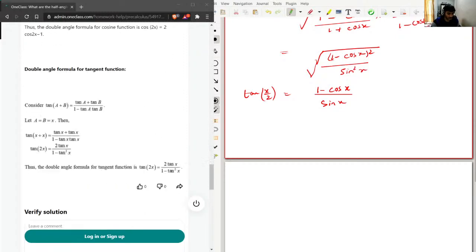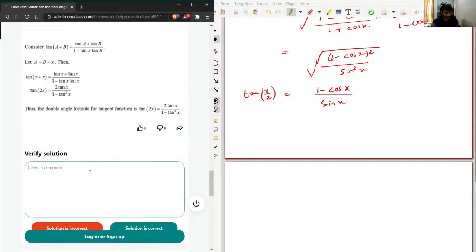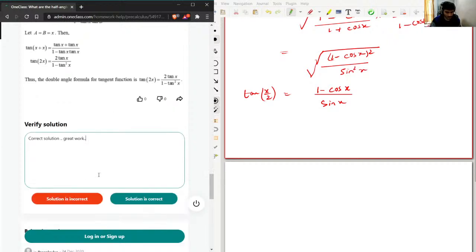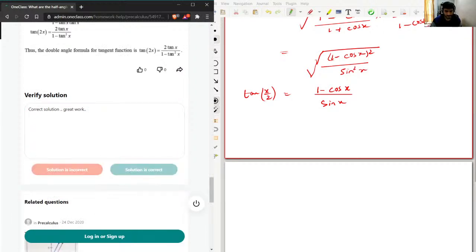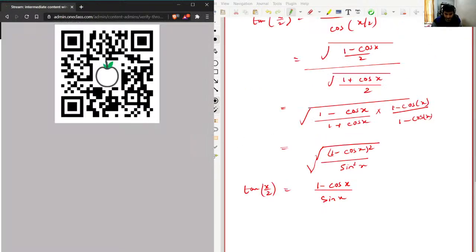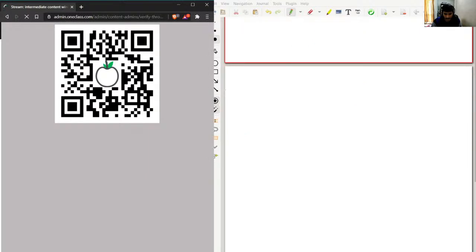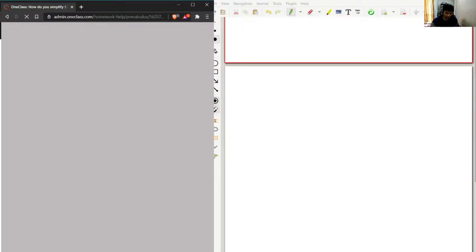This was a very lengthy question, seriously. I'll just write correct solution and move ahead. Correct solution. Great work. This was question 6. Now we'll start with question number 7.